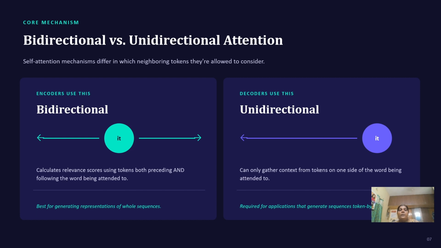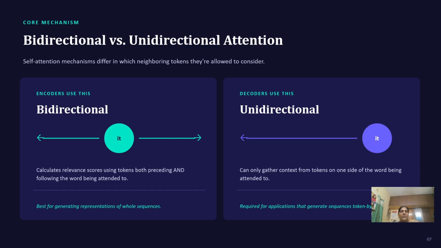Okay, moving on to self-attention, there are different types, like bidirectional versus unidirectional attention. The self-attention mechanisms differ in which neighboring tokens they are allowed to consider. Encoders use bidirectional, and most probably decoders use unidirectional. When you talk about bidirectional attention, they calculate the relevance scores using tokens both preceding and following the word being attended to.